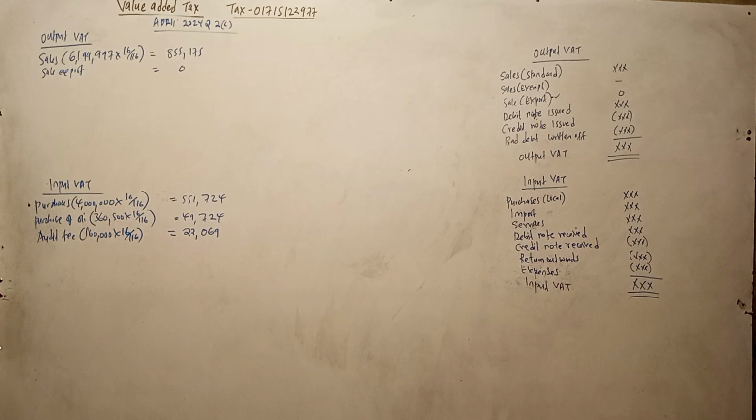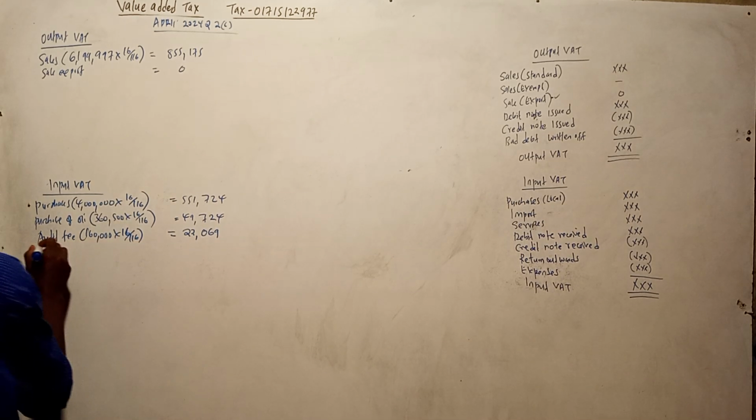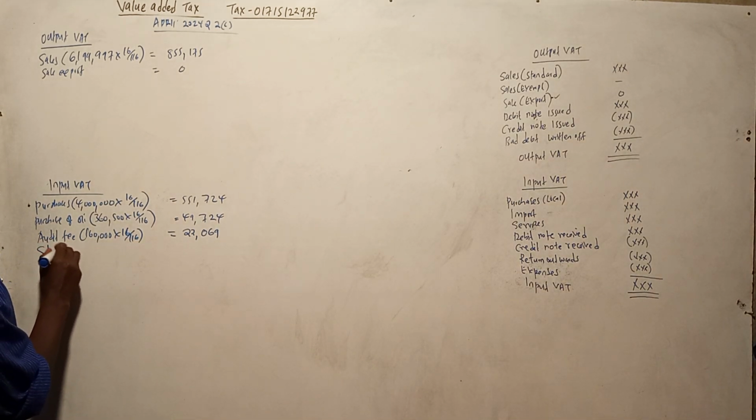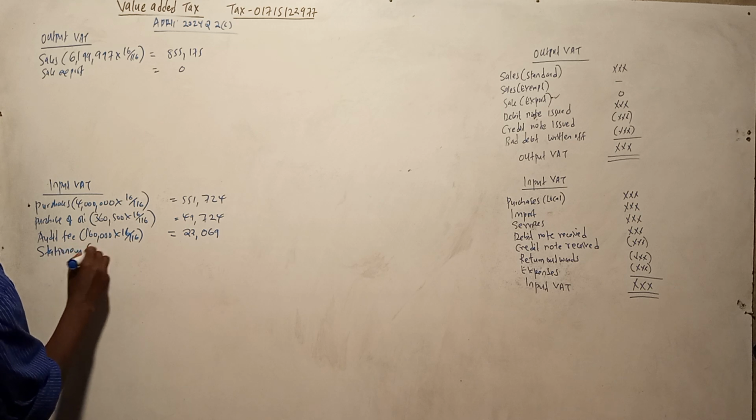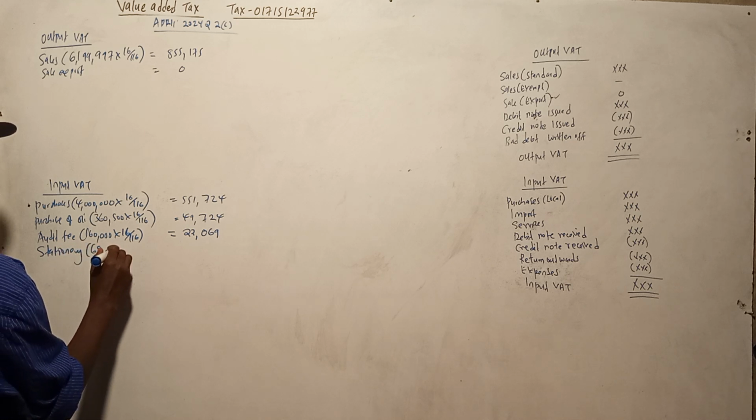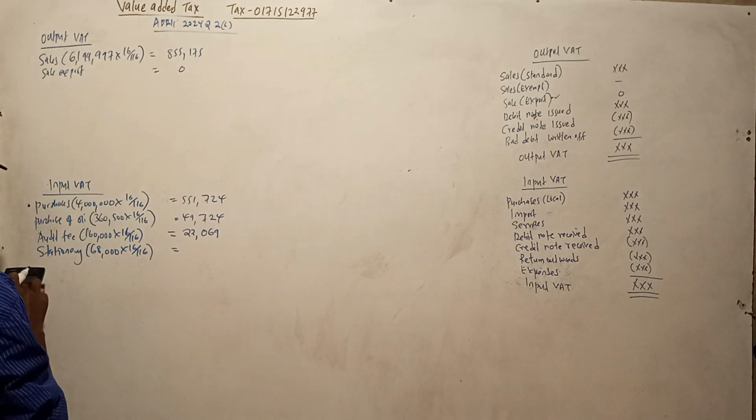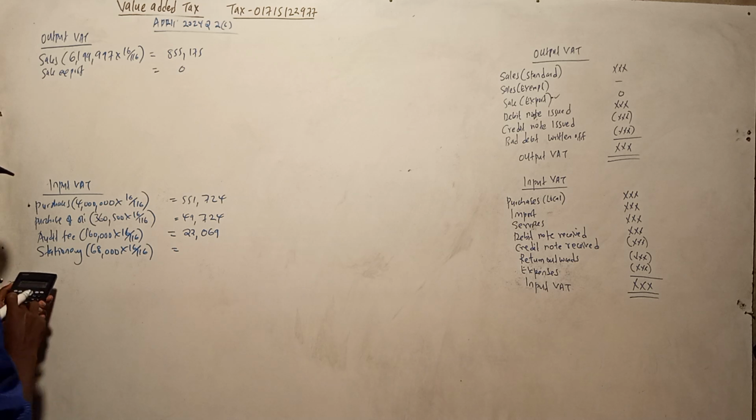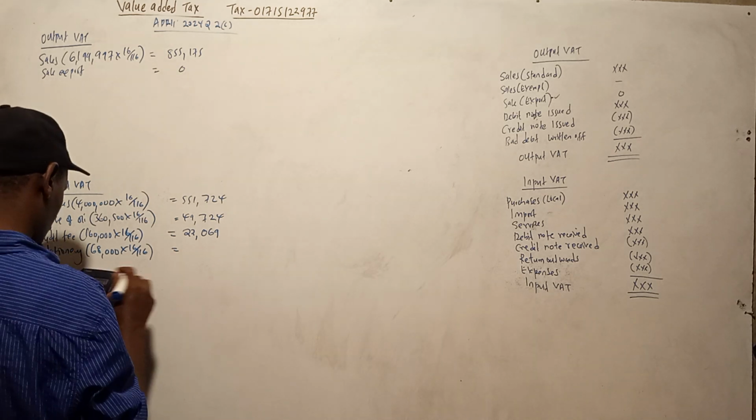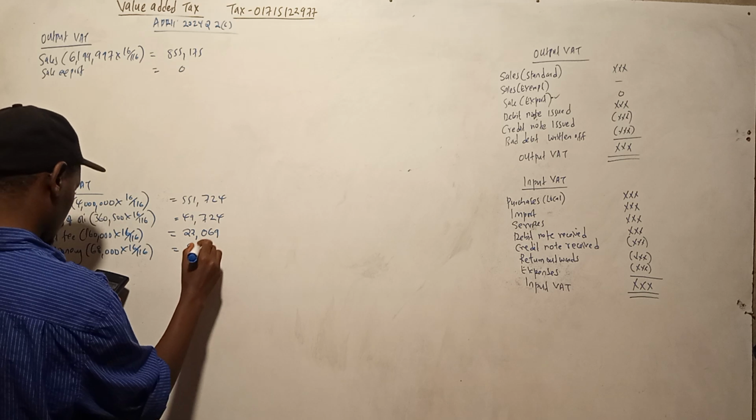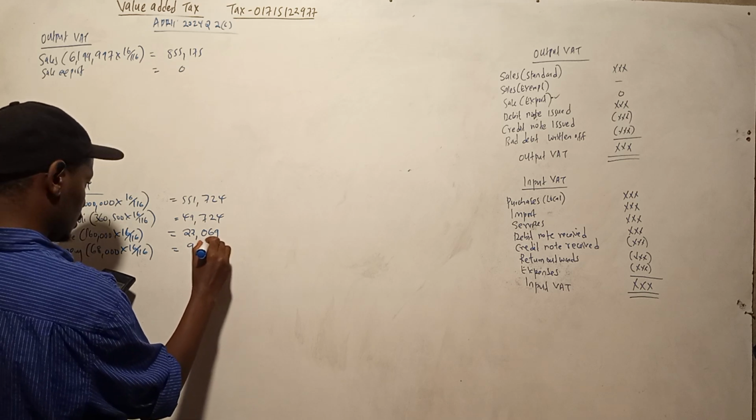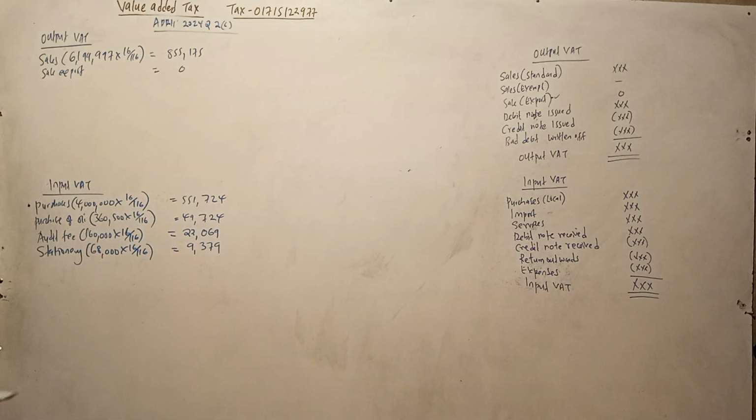Purchase of stationery 68,000. So stationery 68,000 times 16 over 116, which is 9,379. Stationery.